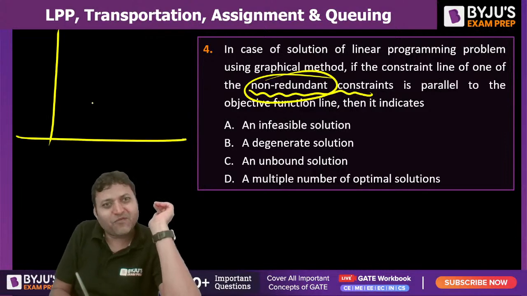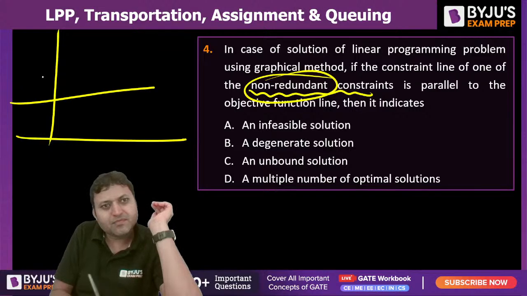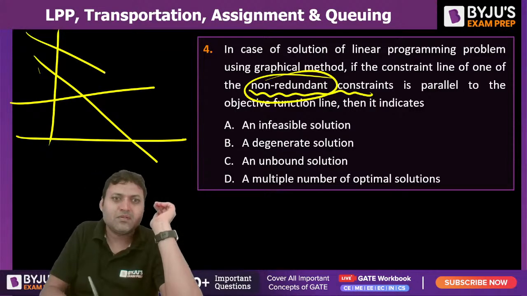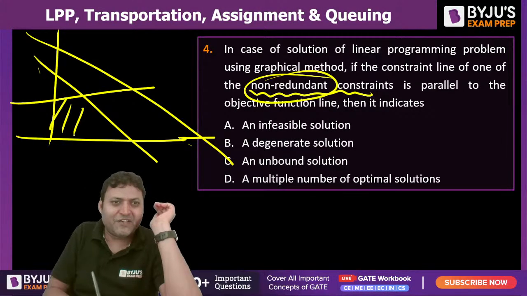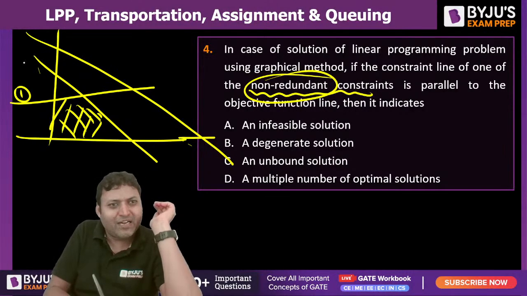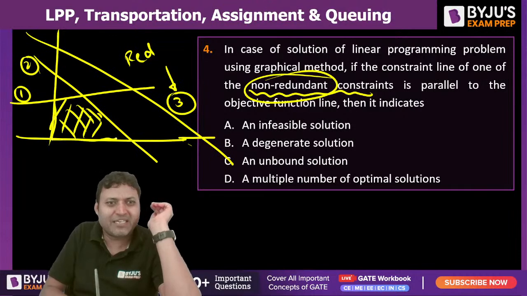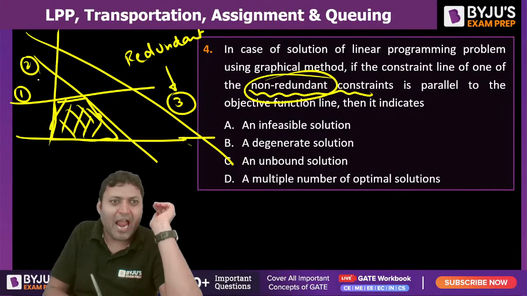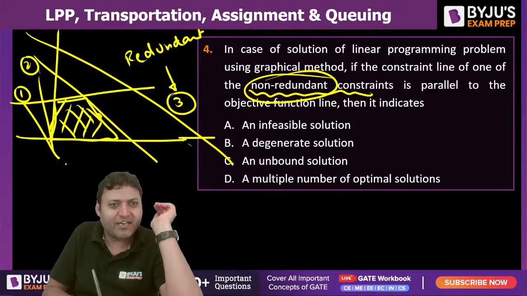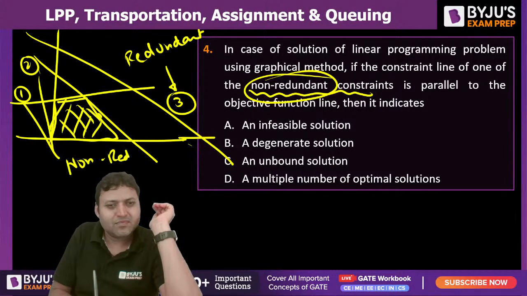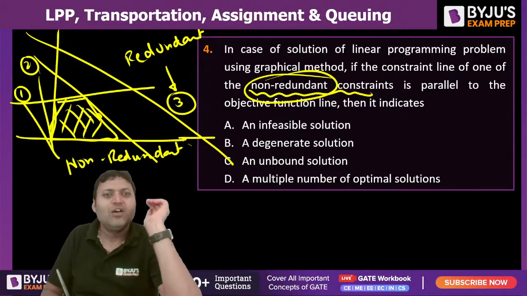There are two types of constraints. Let us say this is the feasible region. This is constraint number 1, 2 and 3. So constraint number 3 is redundant because it is not part of the feasible region. It does not involve in the feasible region. Redundant. And 1 and 2 are non-redundant.